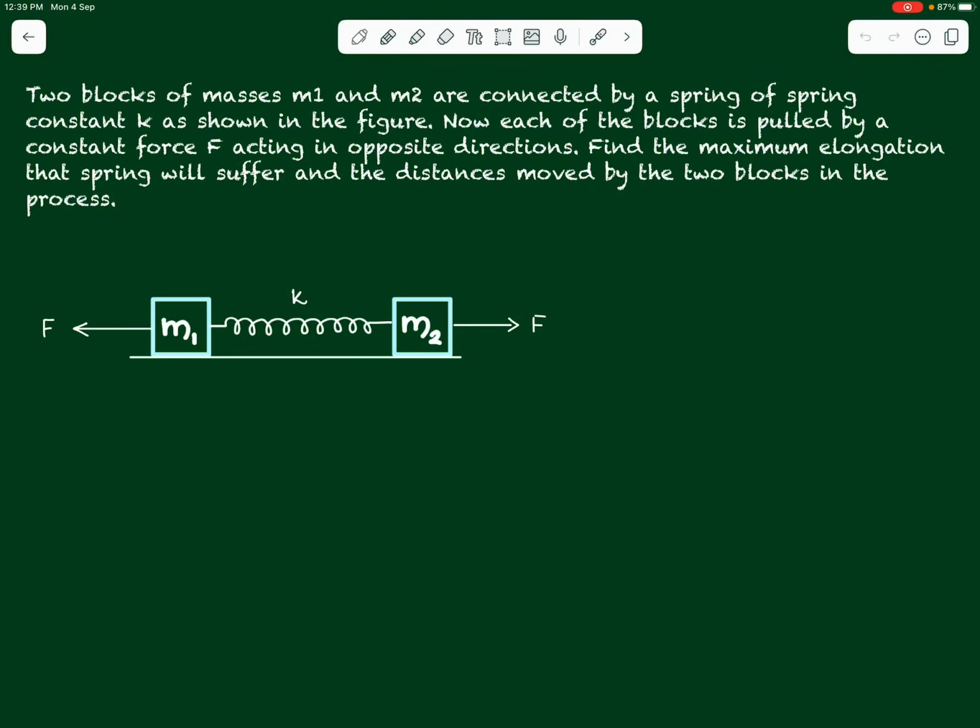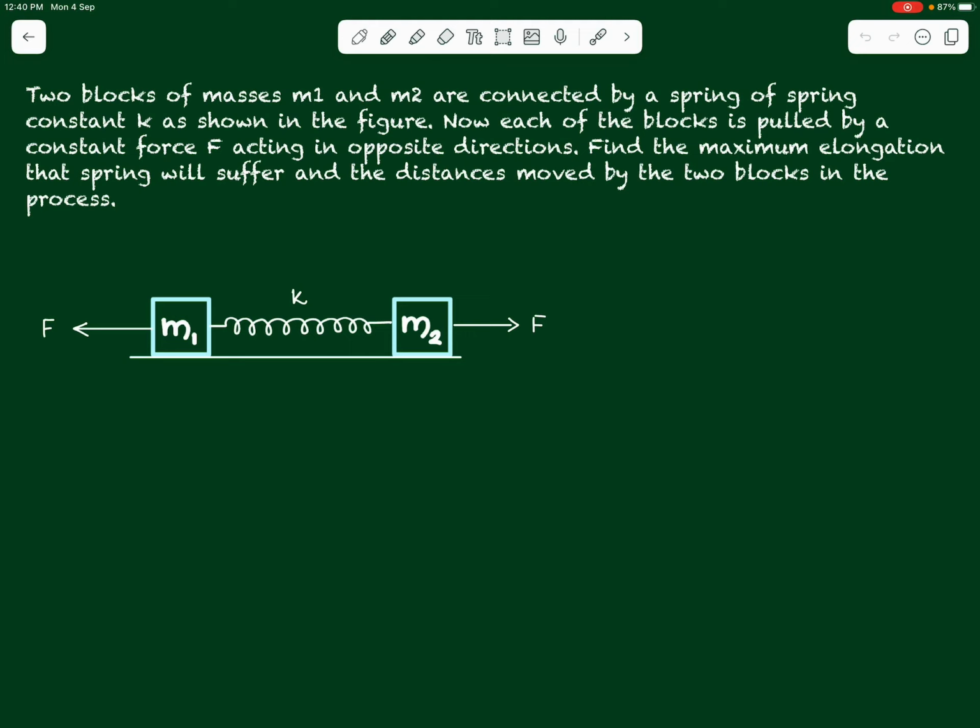Let us take two more questions from the chapter Conservation of Momentum based upon spring mass systems. So this question says two blocks of masses m1 and m2 are connected by a spring of spring constant k as shown in the figure. Now each of the blocks is pulled by a constant force F acting in opposite directions. Find the maximum elongation that the spring will suffer and the distances moved by the two blocks in the process.